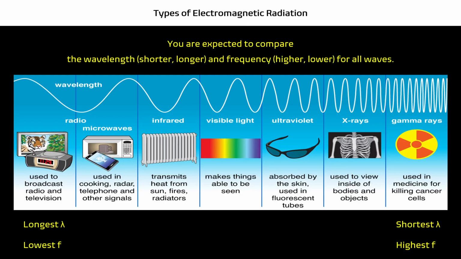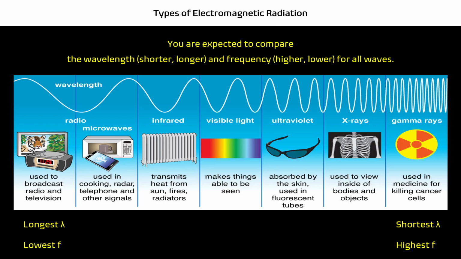Now, the types of electromagnetic radiation. If you look at this diagram, you do not need to know anything other than comparing the wavelengths, okay? In the exam, you're expected to compare the wavelength of, let's say, X-rays and microwaves, or visible light and radio waves. You need to be able to tell your examiners which waves have shorter or longer wavelength, and which have higher or lower frequency, okay?